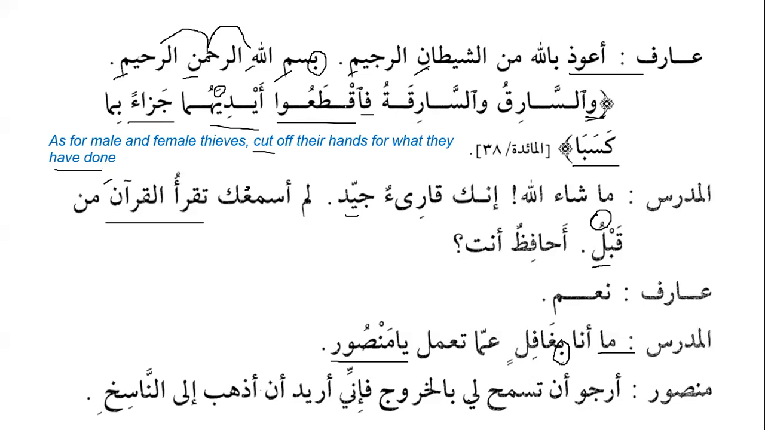أرجو أن تسمح لي, and now he's making kind of an excuse maybe. أن تسمح لي بالخروج. I request you to allow me to go out, فإني أريد أن أذهب إلى الناسخ, because I want to go to the copier or the typewriter. نسخ ينسخ نسخا فهو ناسخ. So it could be the copier. So I want to go to the photocopier.